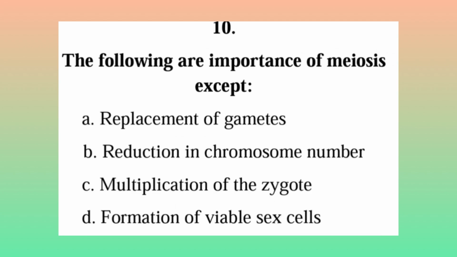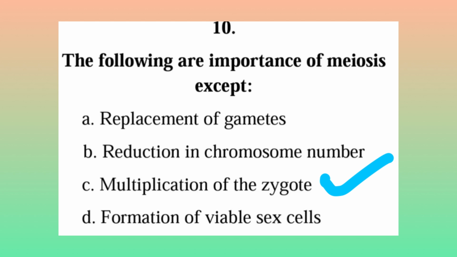Ten. The following are importance of meiosis except A. Replacement of gametes, B. Reduction in chromosome number, C. Multiplication of the zygote, D. Formation of viable sex cells. Answer: multiplication of the zygote.